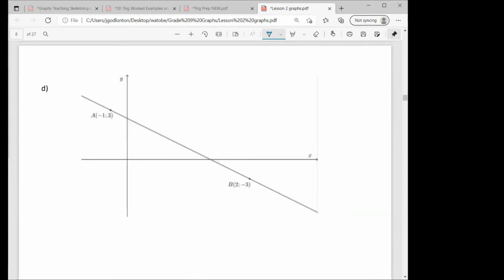Let's see if we can get 100 out of 100 here. This one is a little bit trickier. I'm just going to put that out there. Don't fall for my trap. You know how I love traps.